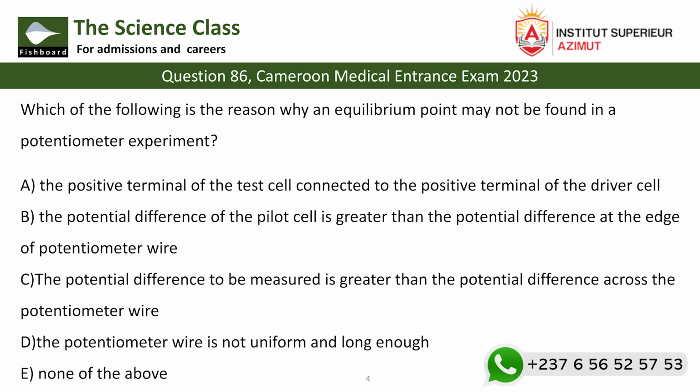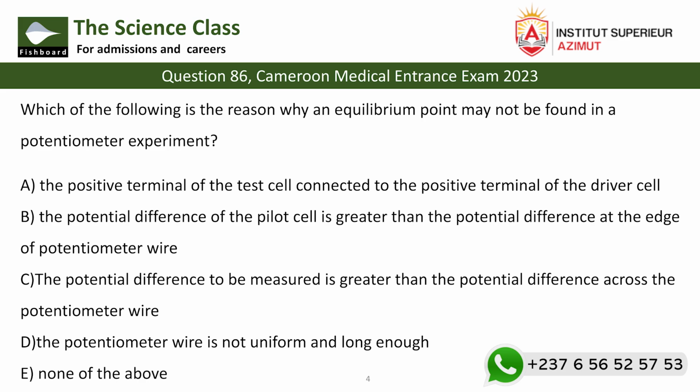Which of the following is the reason why an equilibrium point may not be found in a potentiometer experiment? A. The positive terminal of the test cell connected to the positive terminal of the driver cell. So you are obliged to have such a setup to have equilibrium. So the answer is not A. That's actually what you should do to observe an equilibrium point. Otherwise, you'll be connecting the batteries in series, and that's not what we're trying to do.